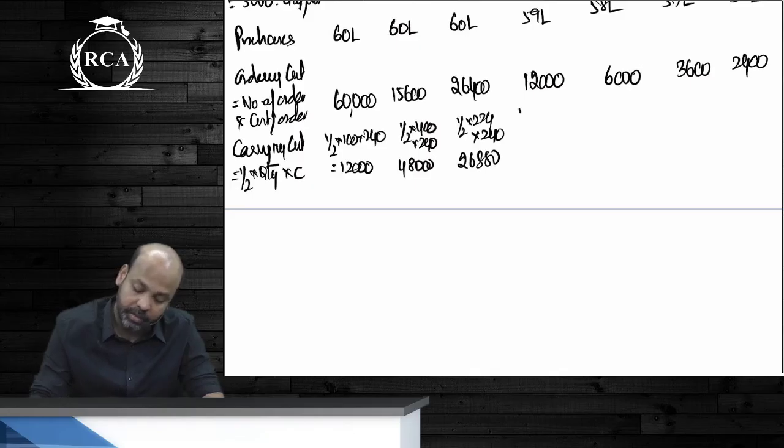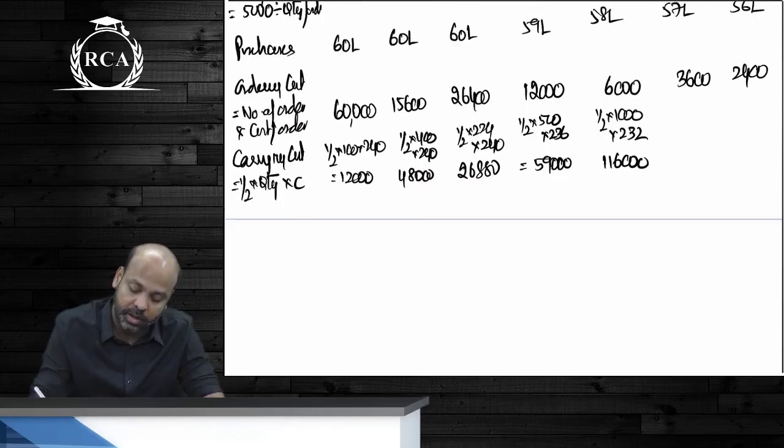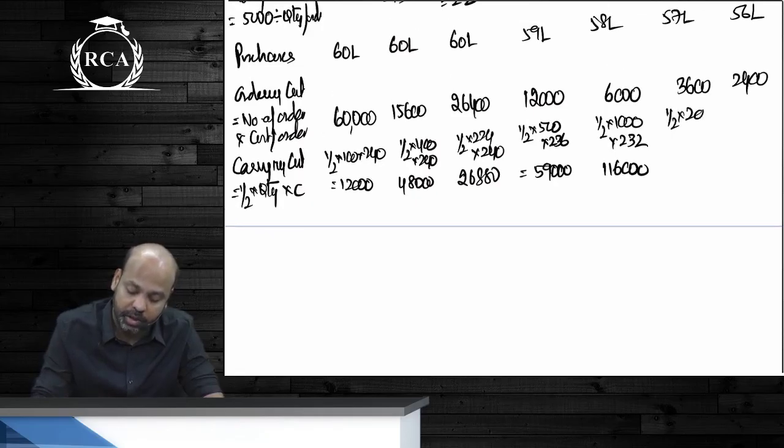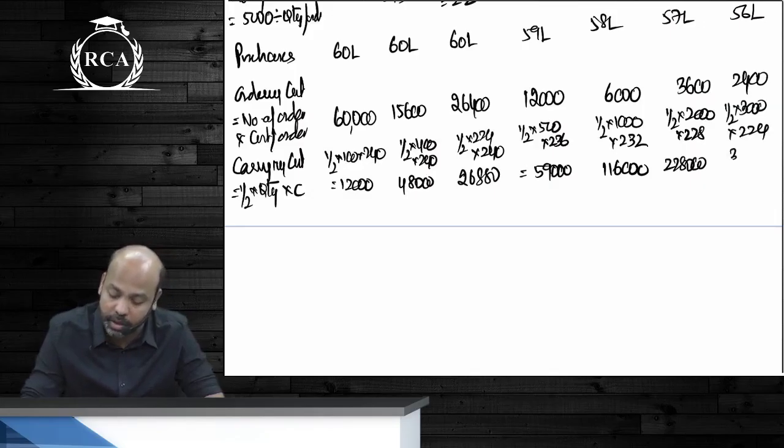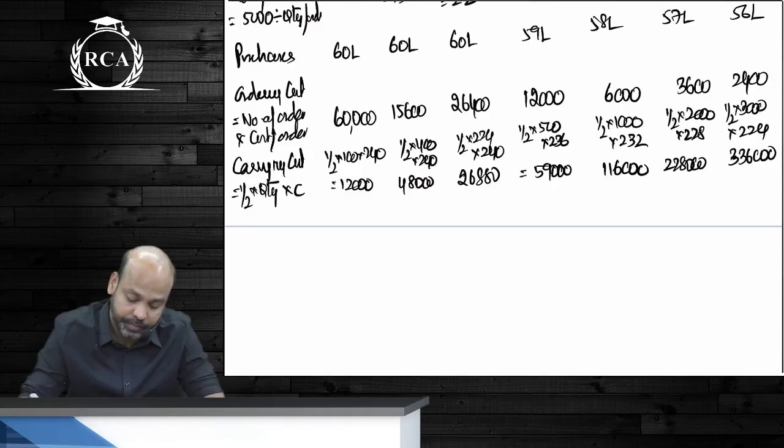26,880. This will be half of 500 tons, guys, into 236 beta, 59,000. Next beta will be half of 1000 tons into 232 beta, 1,16,000. Next will be half of 2000, 1000 multiplied by 228, 2,28,000. And the last one beta is half of 3000, guys, that is 1500 multiplied by 224, guys, 1,12,000, 3,36,000.